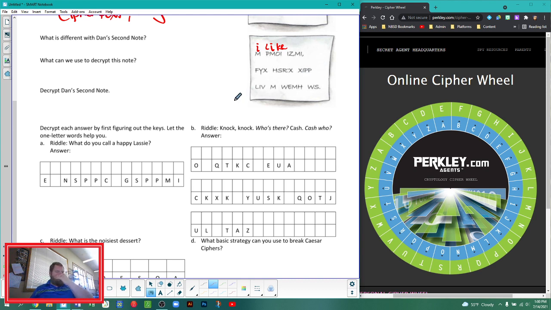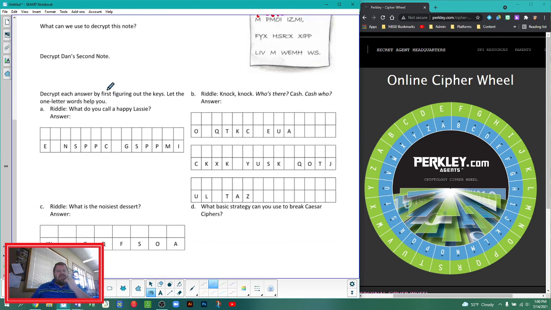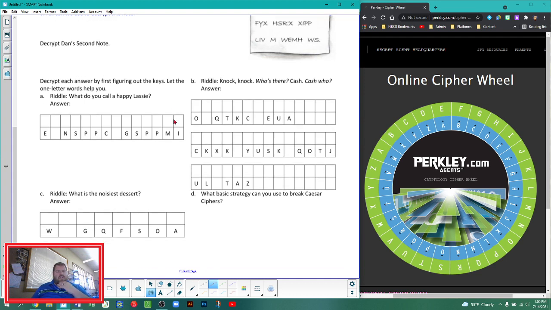Okay? So just something to think about. So here, now we're trying to decrypt these, and we're really trying to crack these by figuring out what the key is. And it says, let the one-letter words help you. Okay, that's one way to do it. Another way that you can look at trying to break Caesar ciphers is if you have repeated letters or some other things that we'll look at as we get going here.